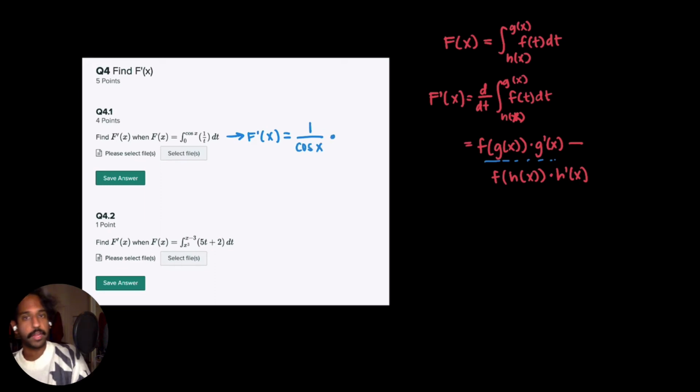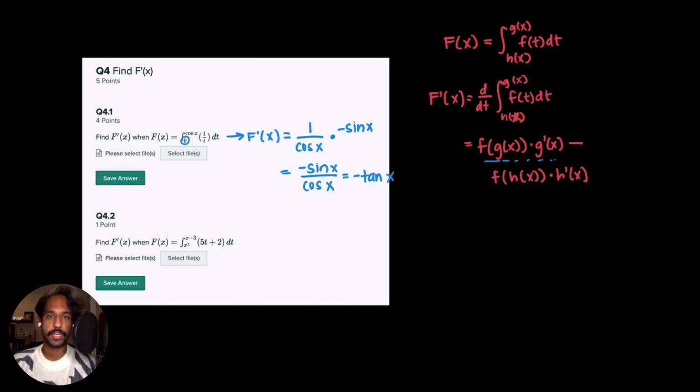And the derivative of cosine, we know, is negative sine. I would do the second part, but since we just have a constant here, we don't have to do anything else. This will just be our answer. And so we'll be given negative sine x over cosine x. You could end here, or you could go one step further and say that this is negative tangent x, because sine over cosine gives us tangent.